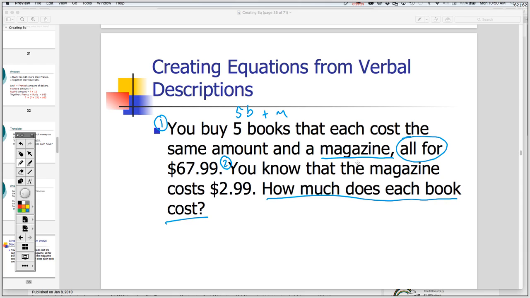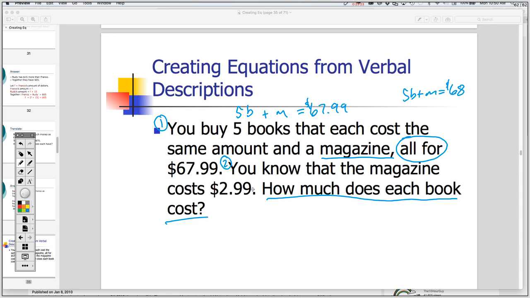It's only 1 cent off. It makes it a lot easier if we're going to solve this. You know that the magazine costs $2.99. Okay, what's my second equation? We finished the first. Notice that for the first, we only used the first sentence. What about this second equation? Very easy. So it says m equals 2.99. But I'm going to change that 2.99 to what? 3.